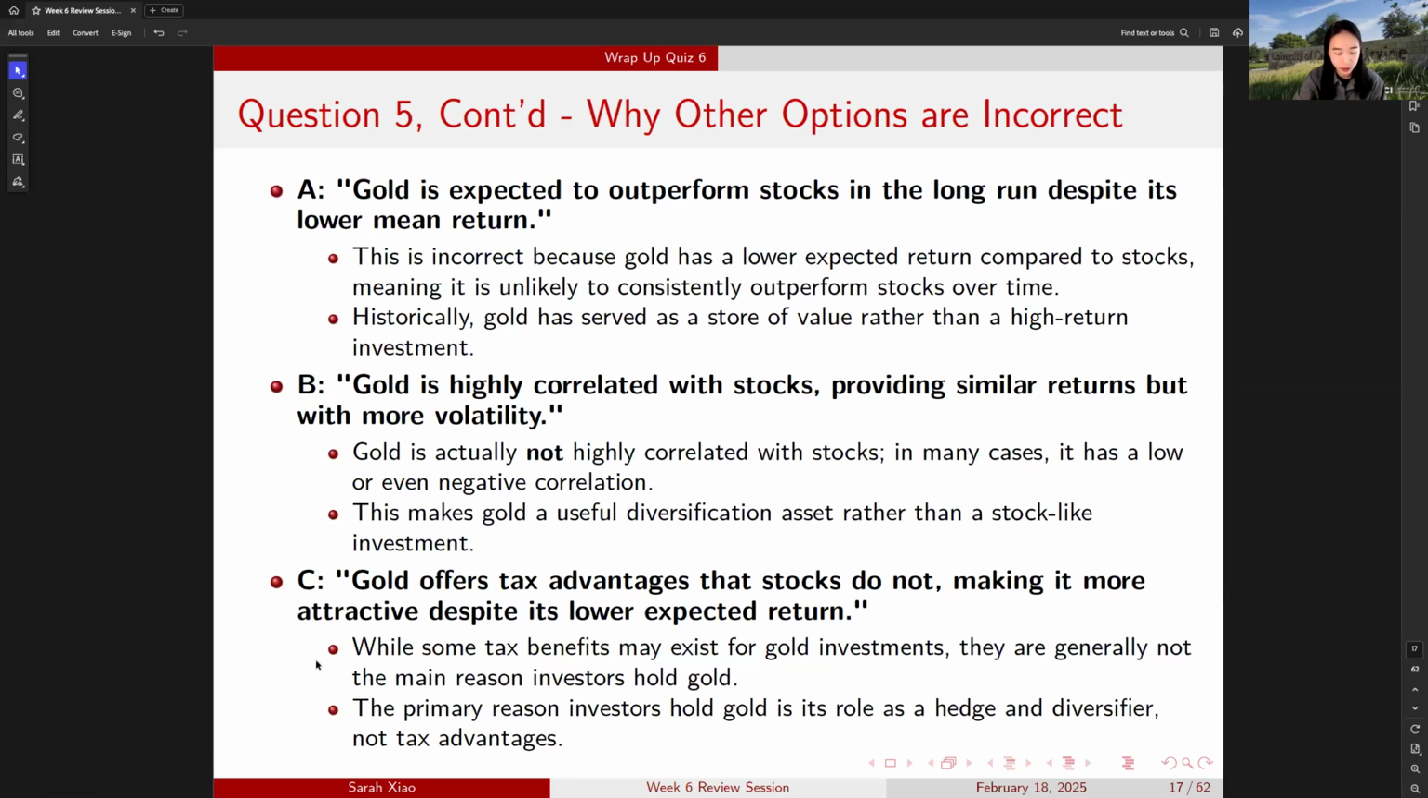And lastly, for statement C, it says that gold offers tax advantages. We know that while some tax benefits may exist for gold investments, they are generally not the main reason for investors to hold gold. The primary reason is that it can serve as a hedge and diversifier in the portfolio, not the tax advantages.